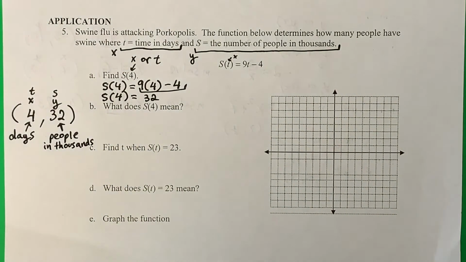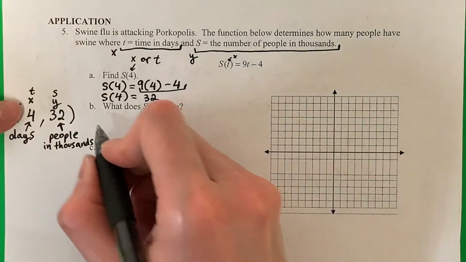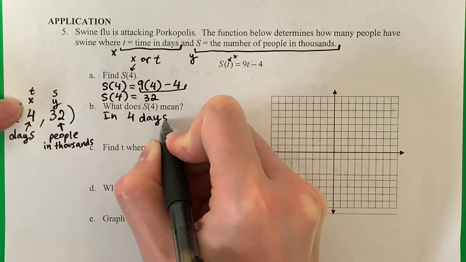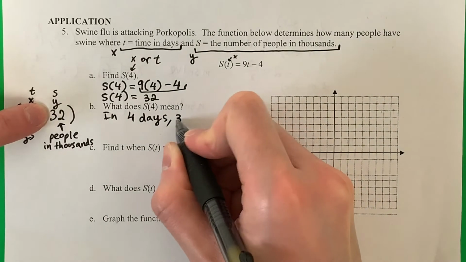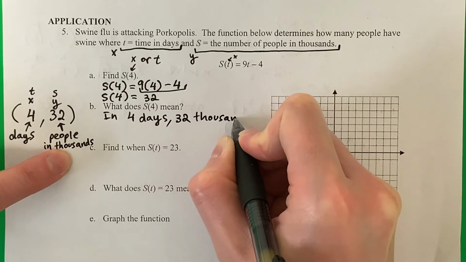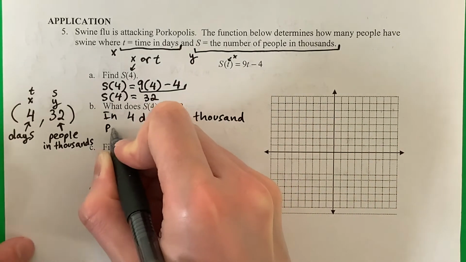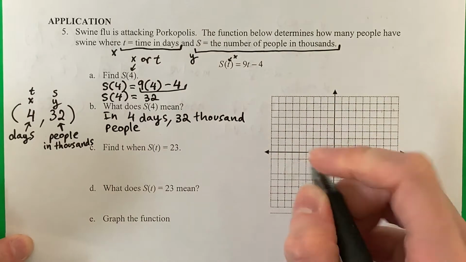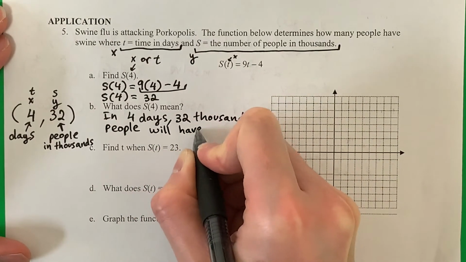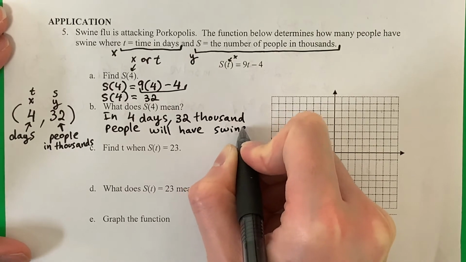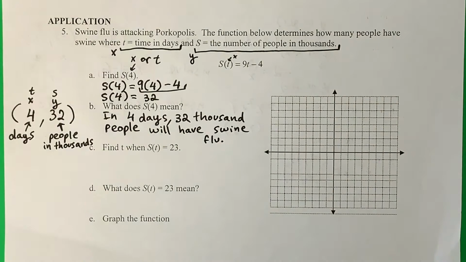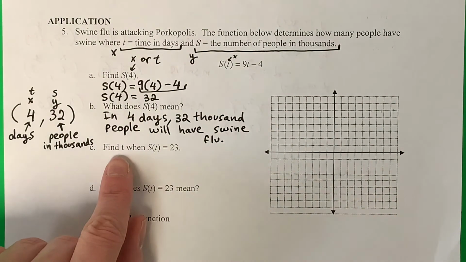And I'm going to write a sentence. So basically what this means is, in 4 days, 32,000 people will be sick or will have swine flu. That's what that means.